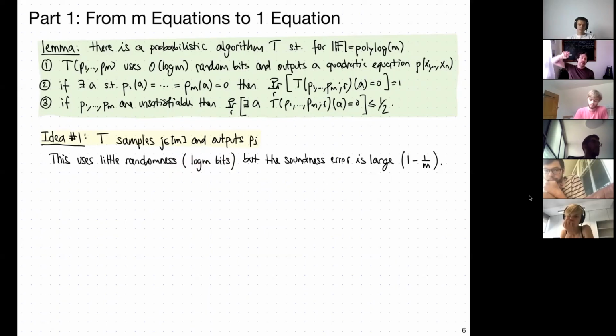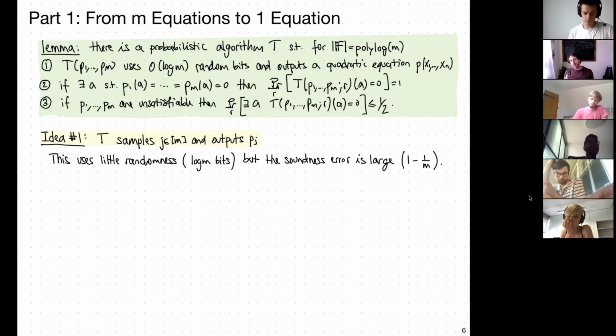Because if m minus 1 of the equations would be satisfiable by an assignment, but just a single equation would not be satisfiable, then it's just like about sampling. If we hit that particular unsatisfied equation, then we'll succeed. Okay, so it's a bad attempt. It's not good enough, but at least it's something which is very efficient in randomness.